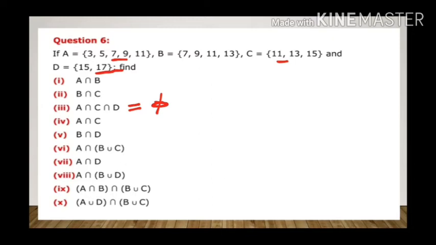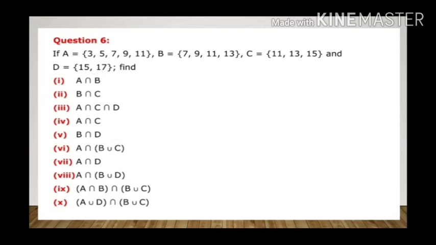Now A intersection C. The common part of A and C is only 11. So that's why A intersection C is a set containing one element, 11. Next, B intersection D. As you can see, there is nothing common between B and D. So B intersection D will be the phi set.